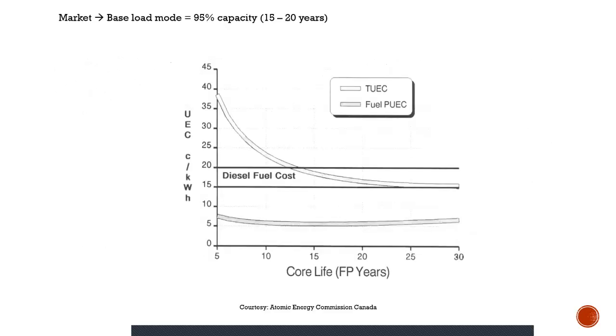Okay, now these are some market things, like the amount of base load. If you are taking a base load of 95% capacity, running it for 15 to 20 years, then this is the core life. And these are the diesel fuel costs per kilowatt hour. The nuclear fuel actually decreases the cost.